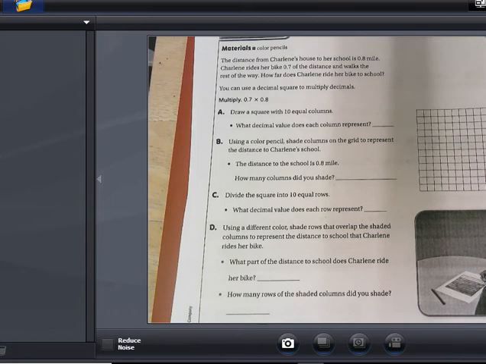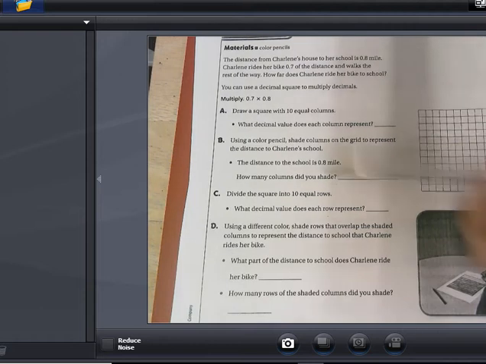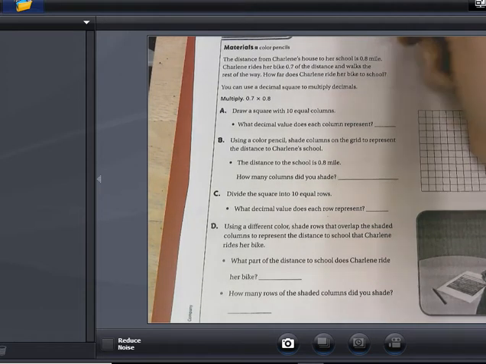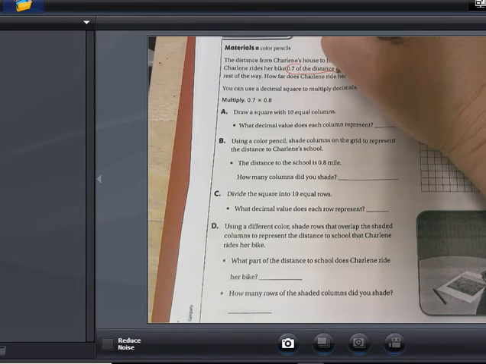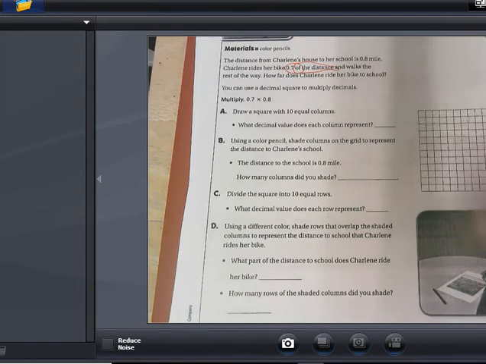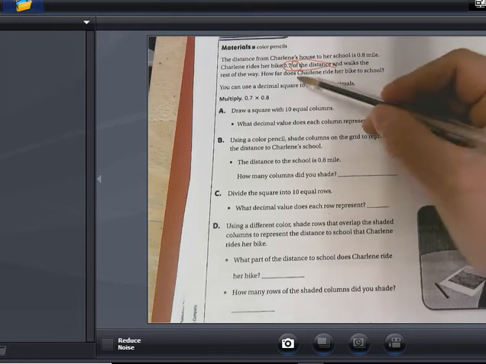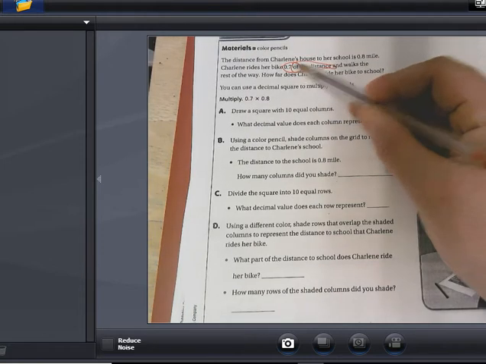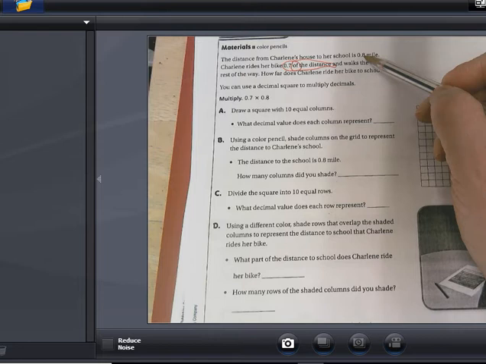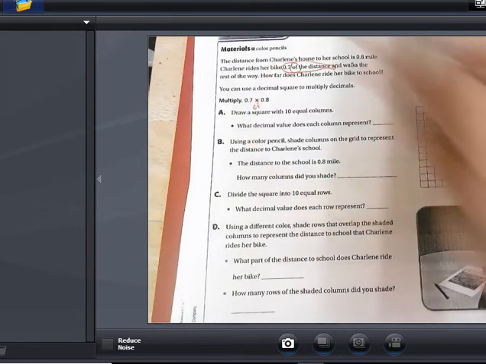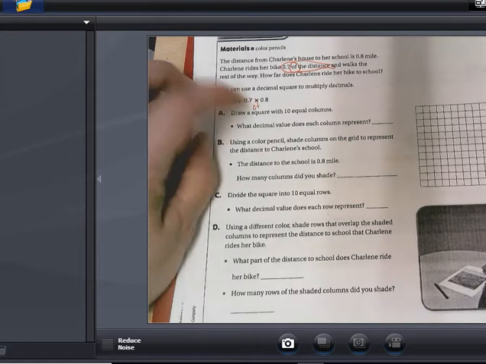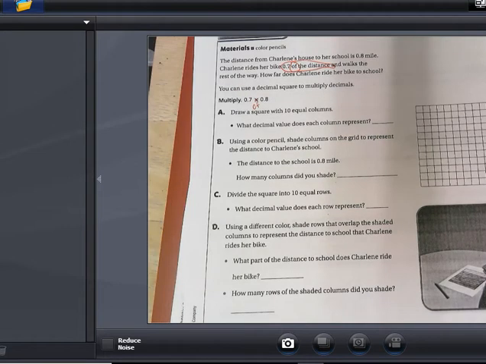All right, if you're not sure, because right away kids want to add these two together, but when it says she rode her bike 7/10 of the distance, that's telling us we multiply. "Of" is a multiplying symbol. So instead of saying "of," you could say 7/10 times 8/10.